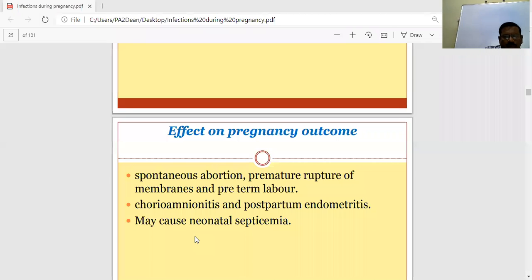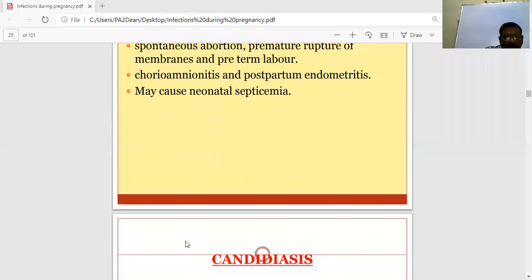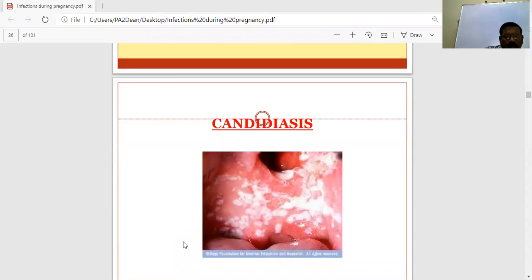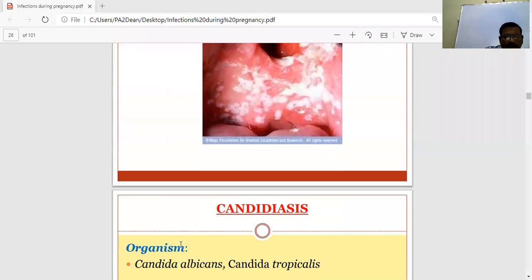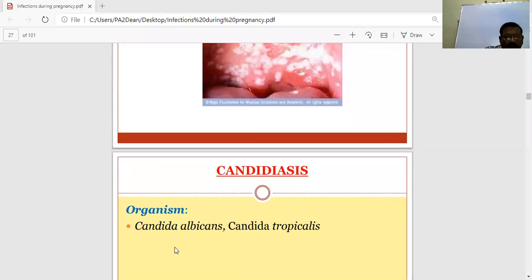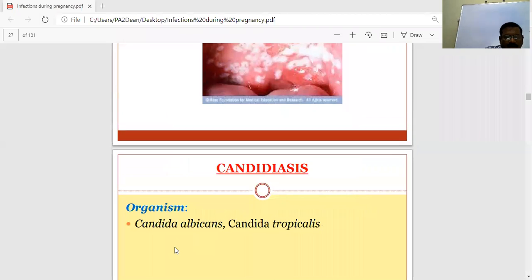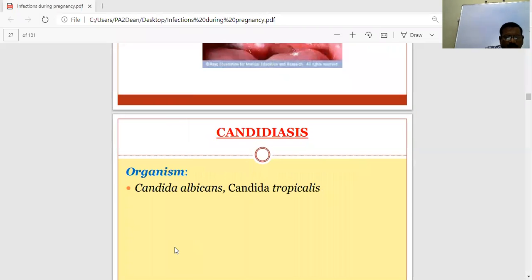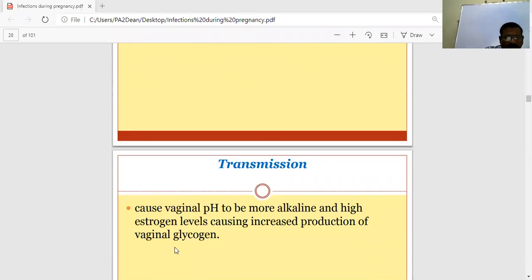Chorioamnionitis and postpartum endometritis may cause neonatal septicemia. Coming to candidiasis, a fungal infection. The organisms are Candida albicans and Candida tropicalis. These are the causative organisms for candidiasis. Transmission: a more alkaline vaginal pH and high estrogen levels cause increased production of vaginal glycogen.